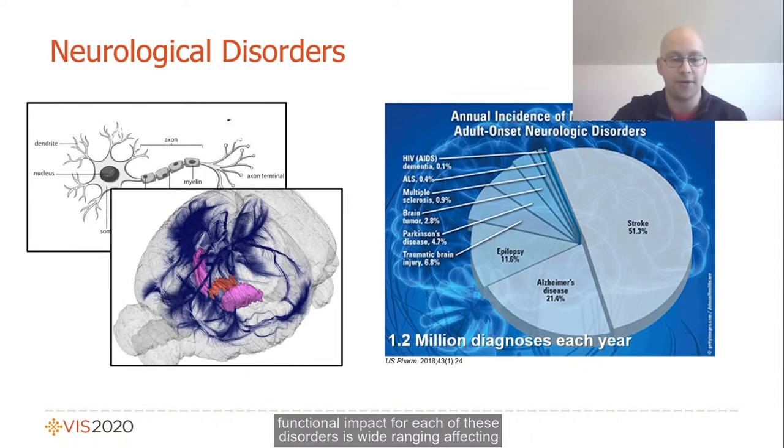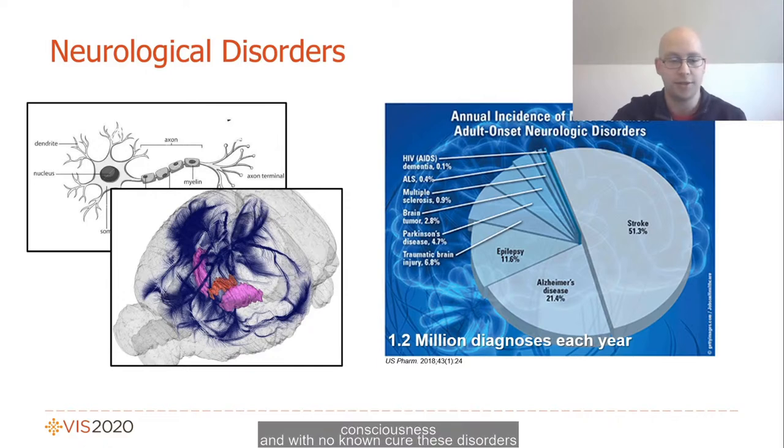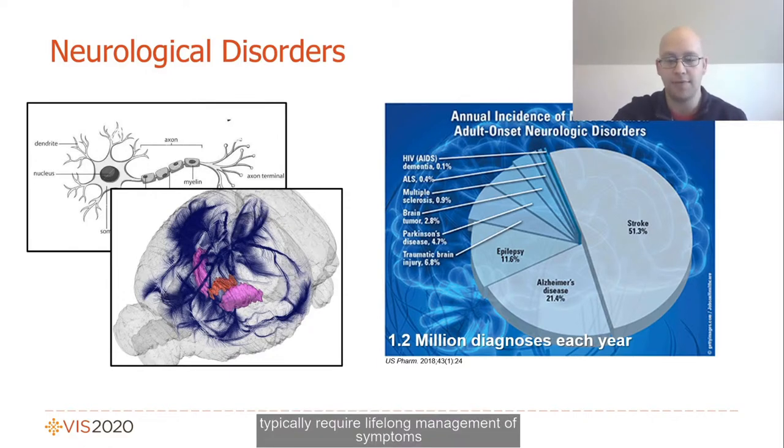The functional impact for each of these disorders is wide-ranging, affecting motor function, attention, memory, and your levels of consciousness. And with no known cure, these disorders typically require lifelong management of symptoms. Interventions and treatment of neurological disorders range from preventative measures, such as lifestyle changes, to rehabilitation and medication, and surgical operations, which are the focus of my research, are typically thought of as a last resort.